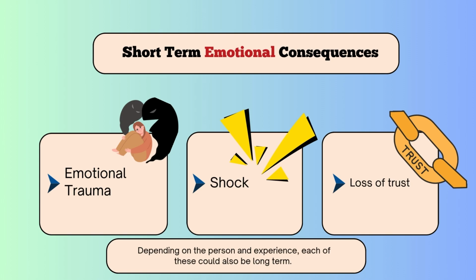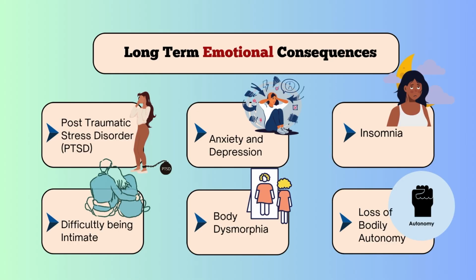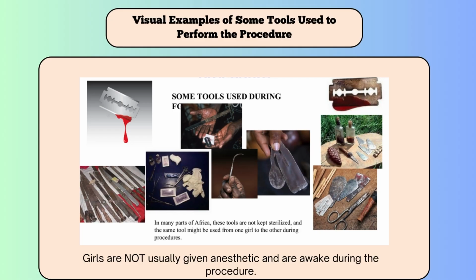Short-term emotional consequences of FGMC include emotional trauma, shock, and loss of trust in family and community. Depending on the person and experience, each of these could also be long-term. Long-term consequences of FGMC include post-traumatic stress disorder, anxiety and depression, insomnia, difficulty being intimate, body dysmorphia, and loss of bodily autonomy.